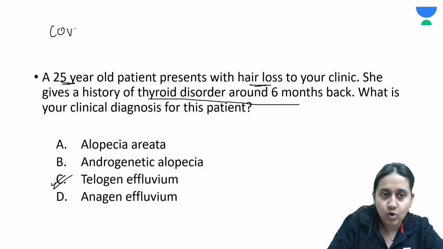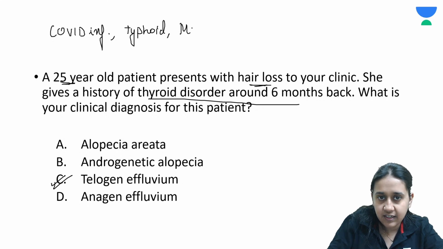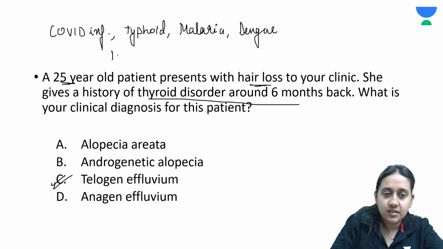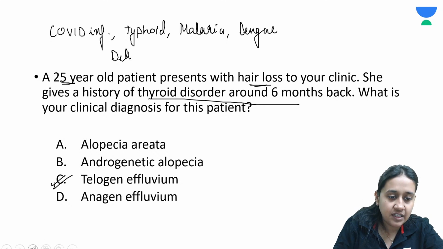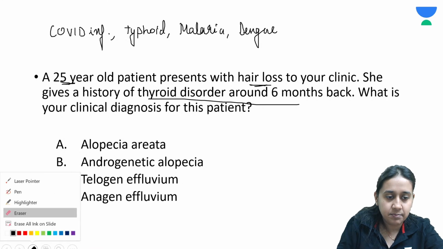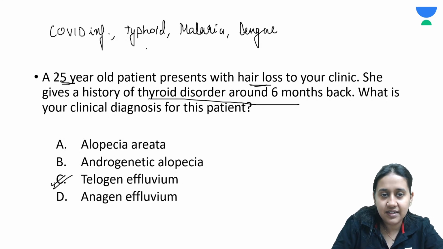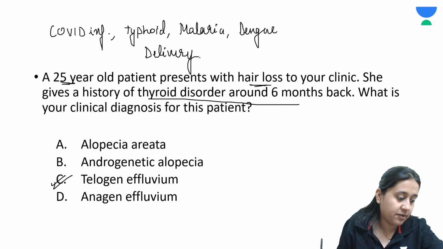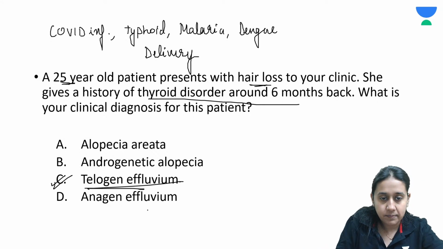For example, post-COVID, post-typhoid, malaria, dengue. So any of the acute illness, even after delivery, when a pregnant patient delivers, during pregnancy nothing happens, but 2 to 3 months after delivery, patient develops hair fall, and all these types of hair fall are known as telogen effluvium.